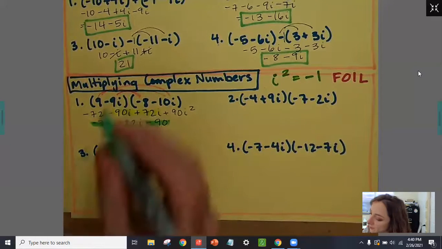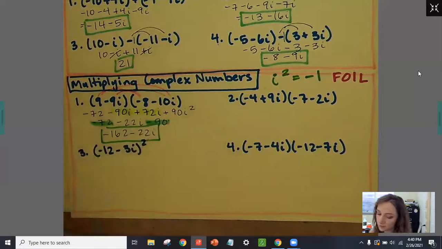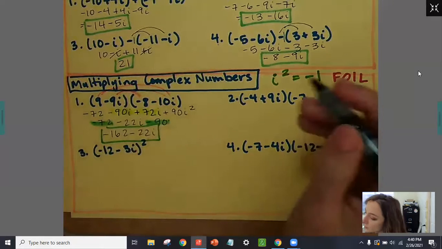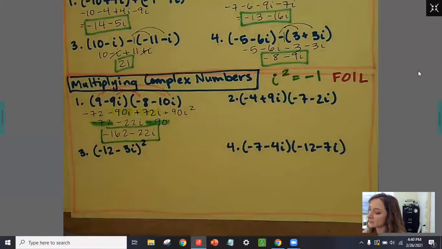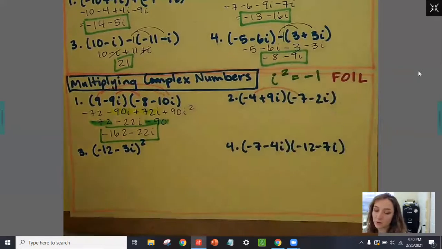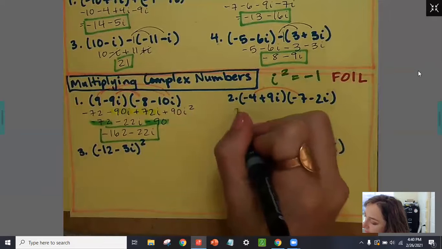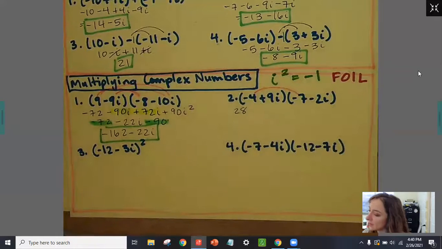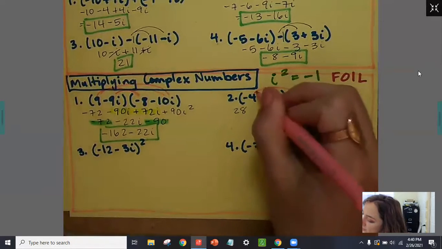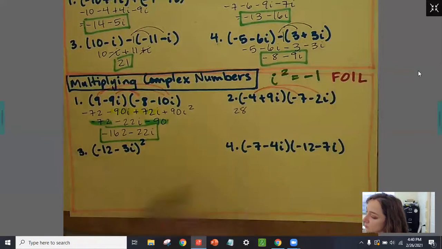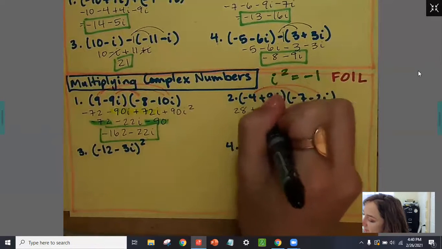Okay, so let's try another one. I'm trying out the second one now. We're going to go first, outside, inside, last. So first, and you don't have to go in this order, but it's just a good way. We have -4 times -7, that's positive 28. Then we have our outside, so -4 times -2 is positive 8, and we have our i.